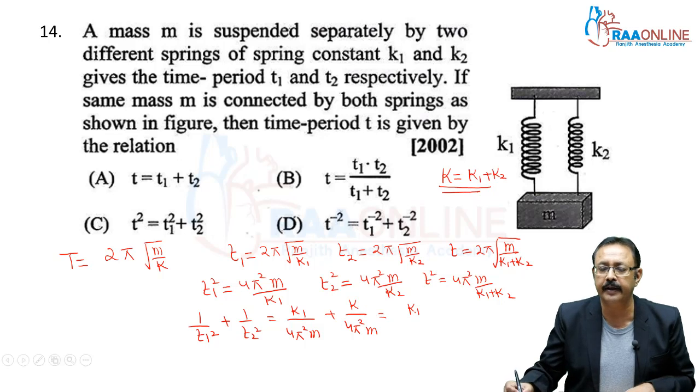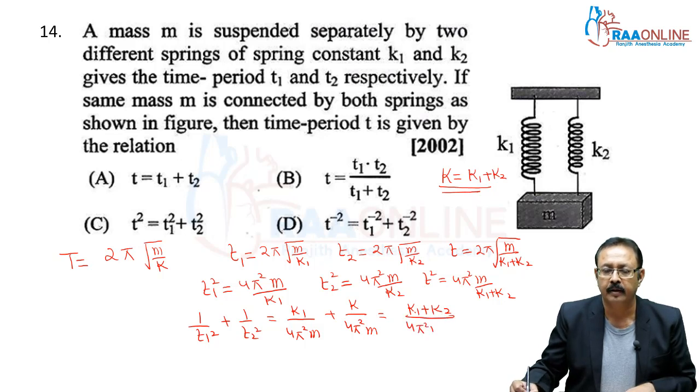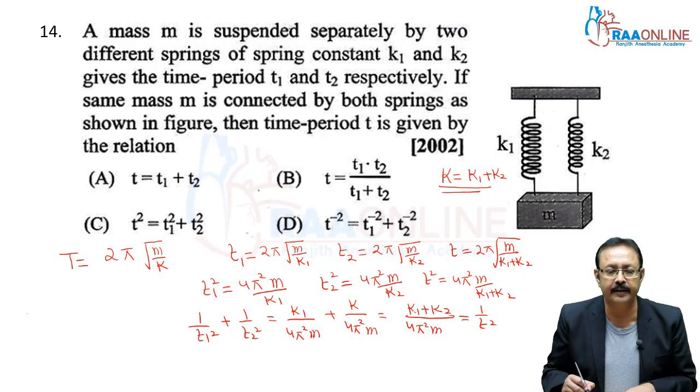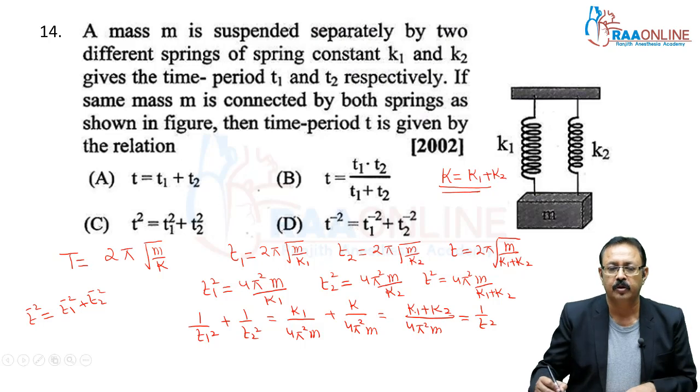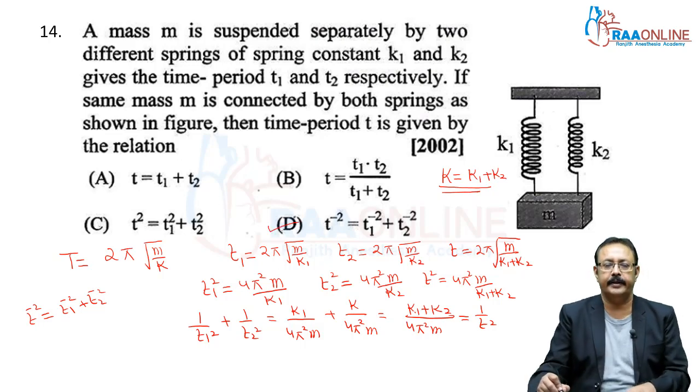So what we are getting? (K1 + K2) upon 4 pi square m, which is the value of 1 upon T square. So we can write it this way: T raised to the power minus 2 is equal to T1 raised to the power minus 2 plus T2 raised to the power minus 2. So we are going with option D.